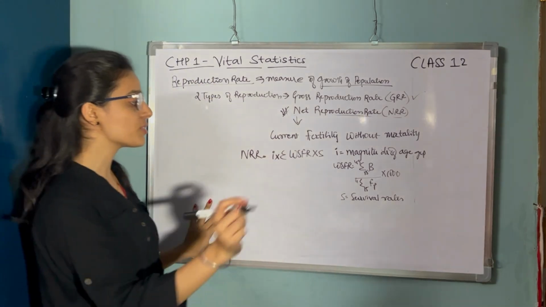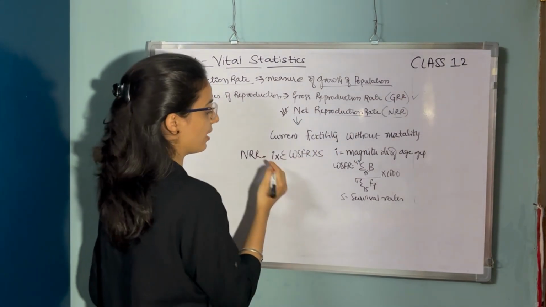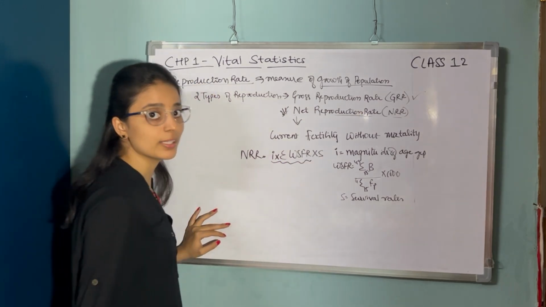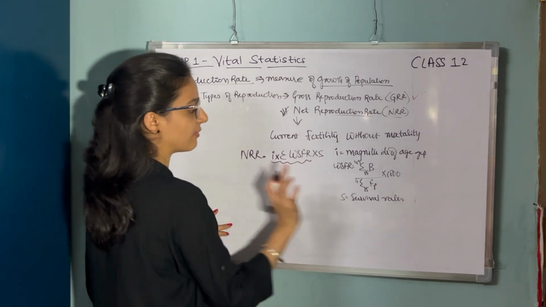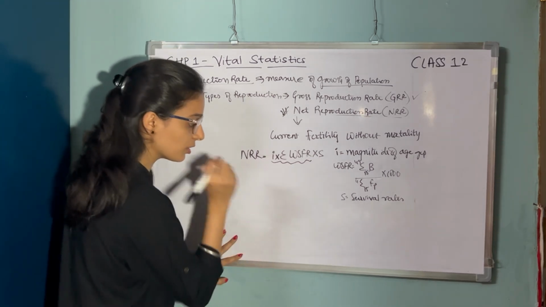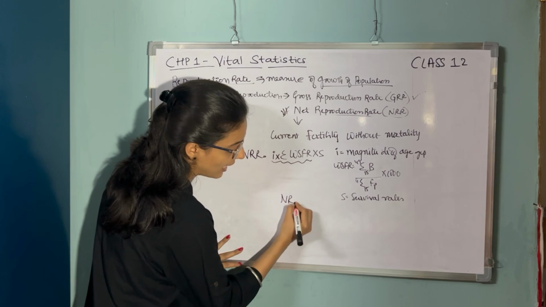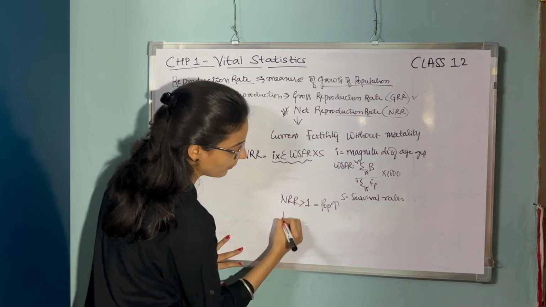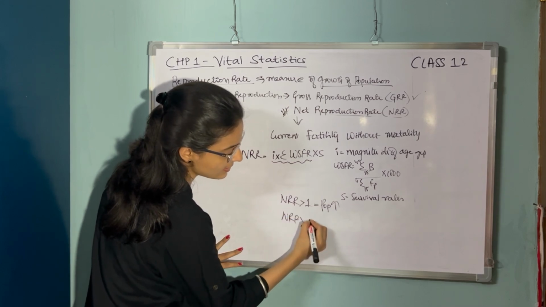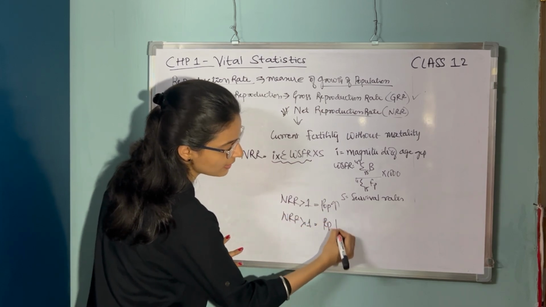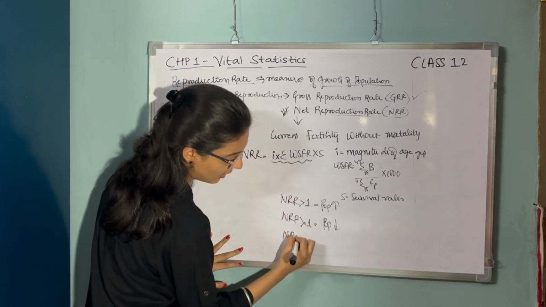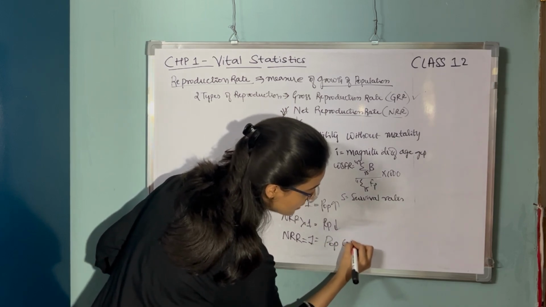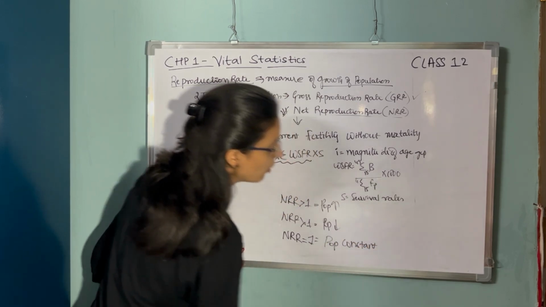The procedure is the same as we did for GRR. First we will calculate this much and then we will multiply it with S, that is survival rates. Here again, conclusions are very important. If NRR is more than 1, population is increasing. If NRR is less than 1, population is decreasing. If NRR is equal to 1, population is constant. This is about NRR.